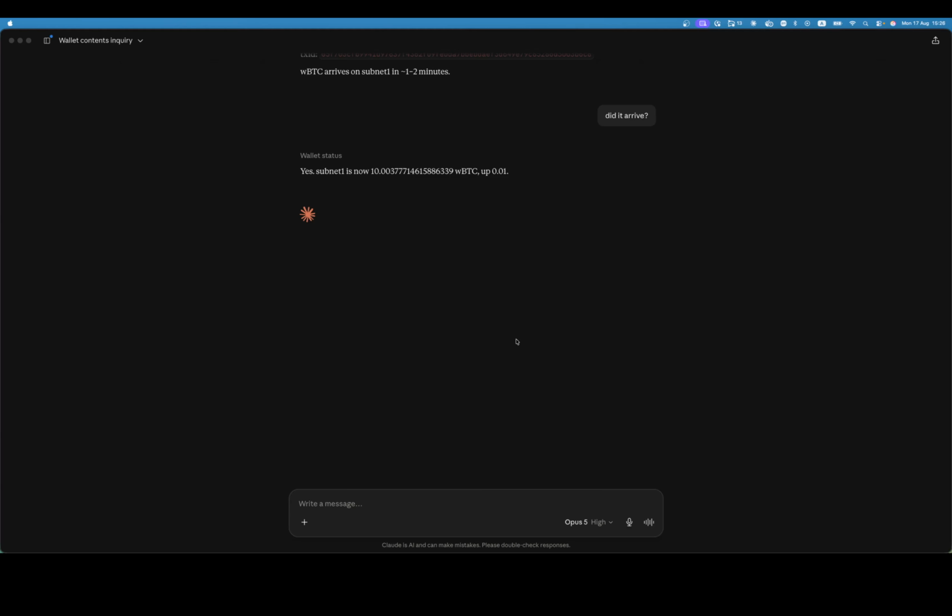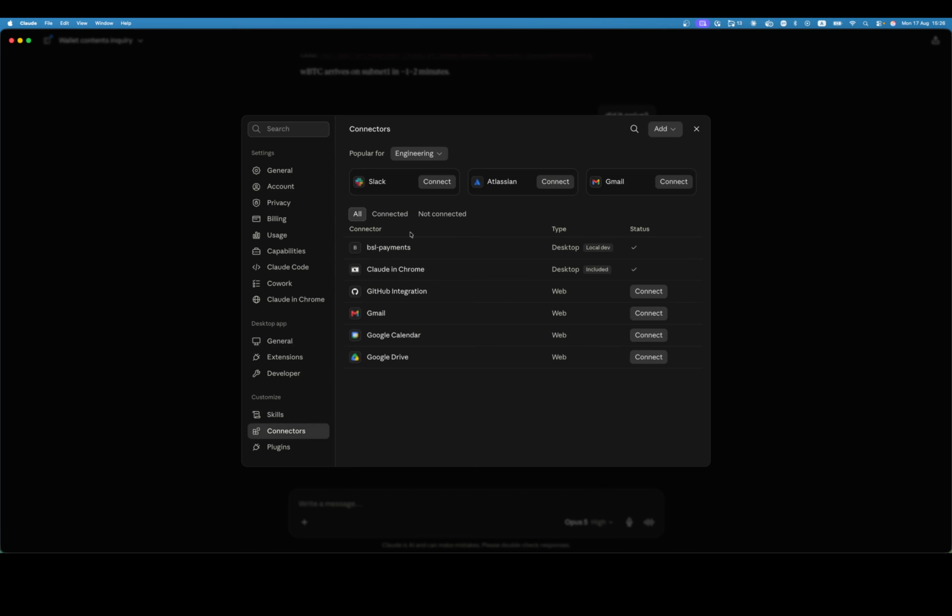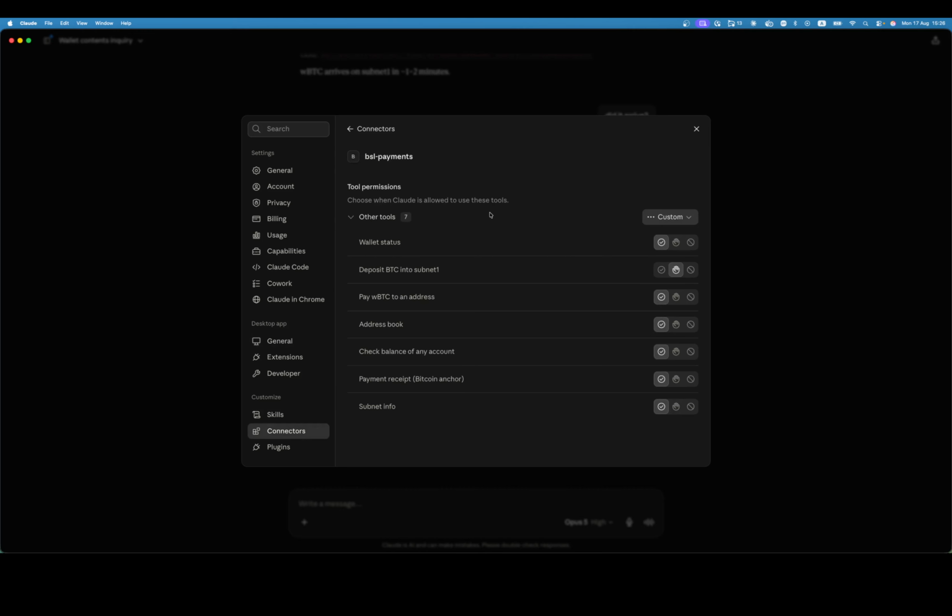This functionality has been added to Claude as a custom connector, as we mentioned before. It can perform various tasks, such as deposit Bitcoin into subnet 1, and for this one, the MCP server knows how to create and submit the correct Bitcoin-IPC transactions to Bitcoin. And also it can perform some transactions like send wrapped Bitcoin between addresses on an L2, for which it uses standard EVM transactions.